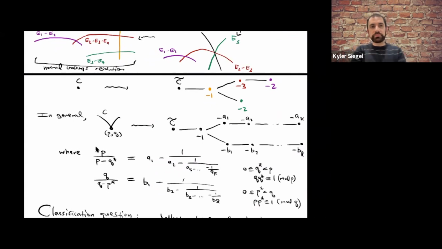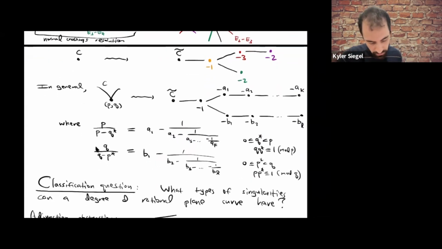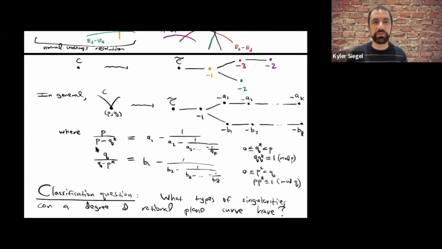Okay, so a basic question, which I think is still very much an active area of research, is: in general, what kinds of singularities can a degree D rational plane curve have? In other words, the most basic form of this question is, if I give you a degree like 17, can you give me a list of all possible combinations?